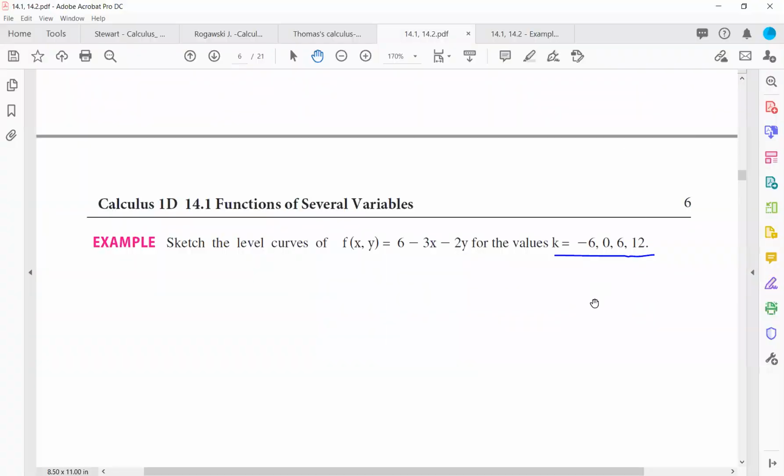And let us take a look at one example to feel more comfortable about this concept. Here you have a function in two independent variables, x and y, 6 minus 3x minus 2y, and your goal is to find level curves of the function for given values of k. Please pause the video, think about this question, then we solve the question together.